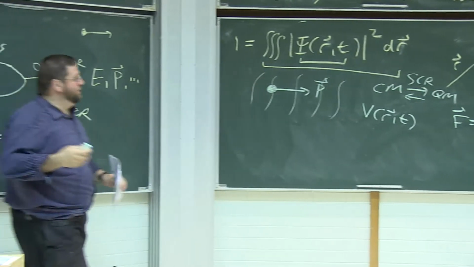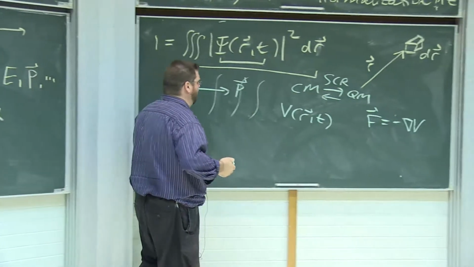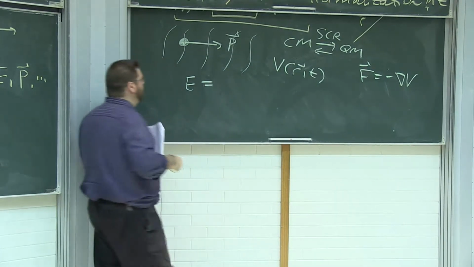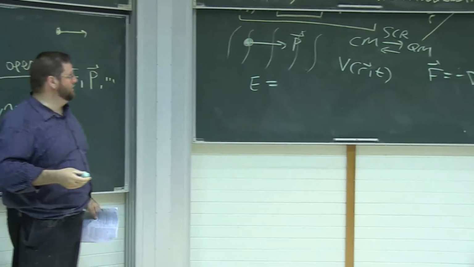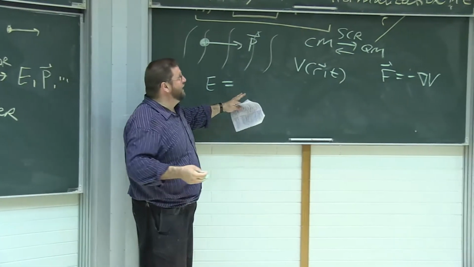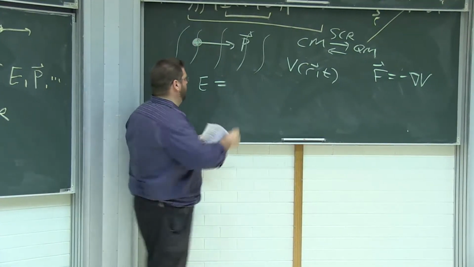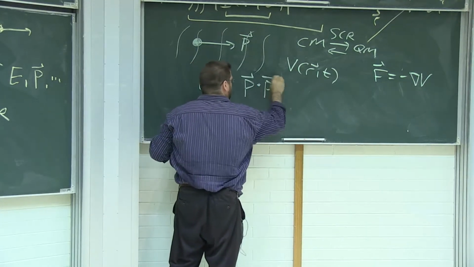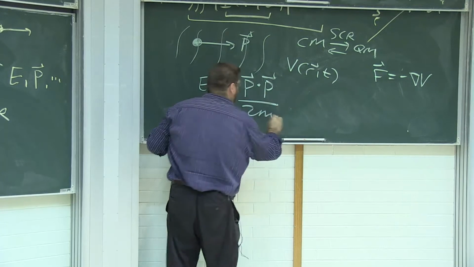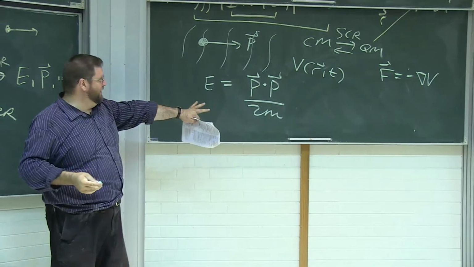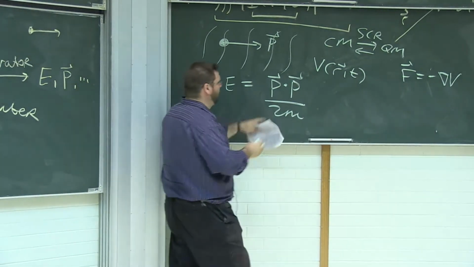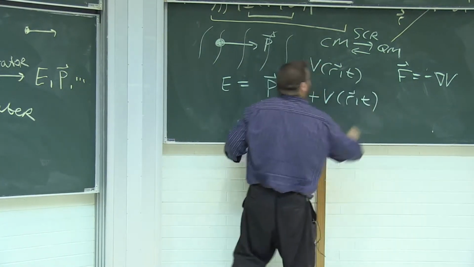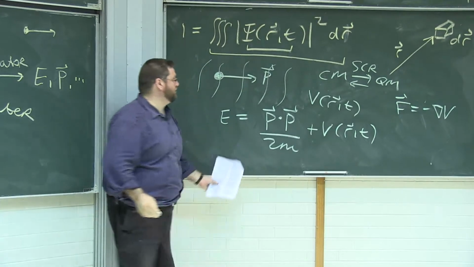What does Newton say about the energy of this particle? Well, Newton would say that the energy of this particle is kinetic plus potential. What's a kinetic energy? Well, it's half mv squared, which is the same thing as p squared on 2m, which is the same thing as p dot p on 2m. So this is a kinetic energy where p is the momentum and m is the mass. Energy is kinetic energy plus potential energy. So this is what Newton would say.